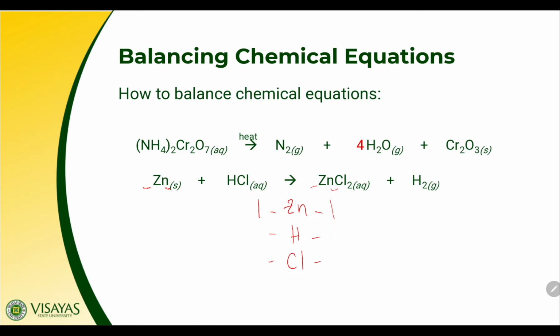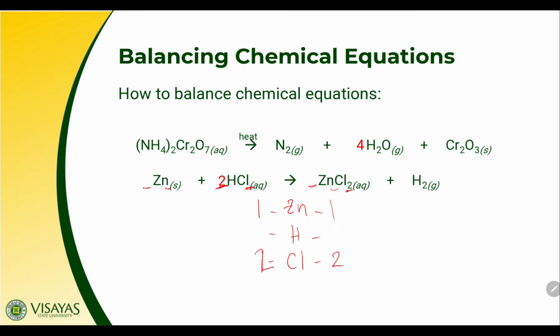Next, we move to chlorine, the element with the next larger atomic number. On the left side of the equation, we have 1 times 1 in here, so you have 1 chlorine atom. On the right side of the equation, we have 2 times 1, so we have 2 chlorine atoms. So what do we do? We have to multiply or put a coefficient 2 in hydrochloric acid, because when we multiply 2 by 1 in here, this becomes 2.